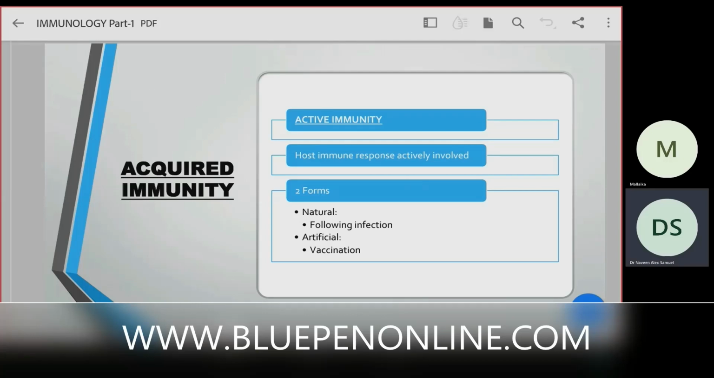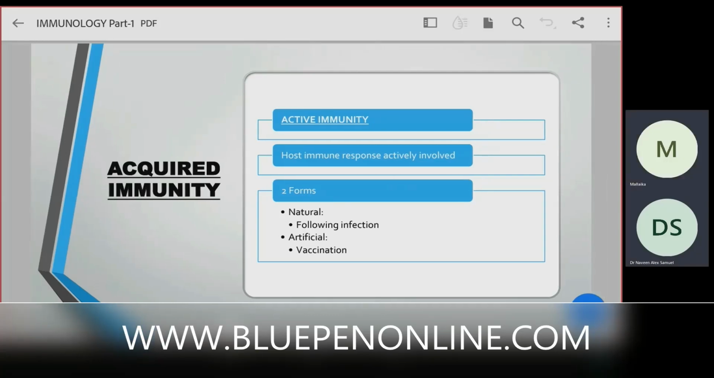Now we are done with the innate immunity. Now I'm coming to acquired immunity. In acquired immunity there are actually two types, active and passive immunity, and active and passive immunity are each divided into natural and artificial immunity. So what is called active immunity? Active immunity is where the host immune response is actively involved. That's why it's called active immunity.